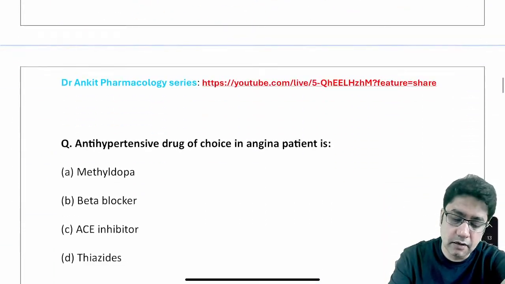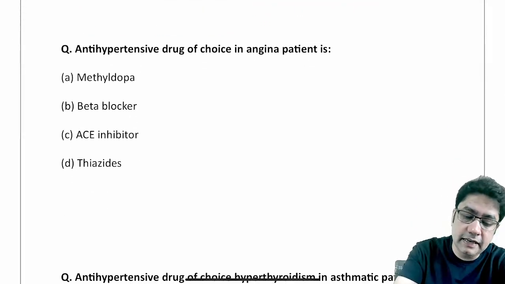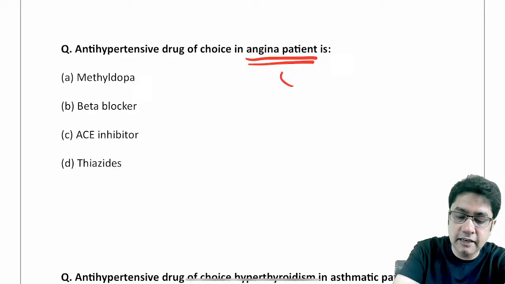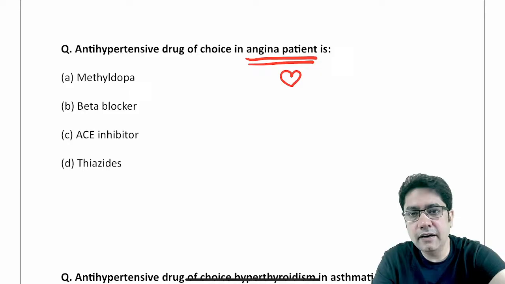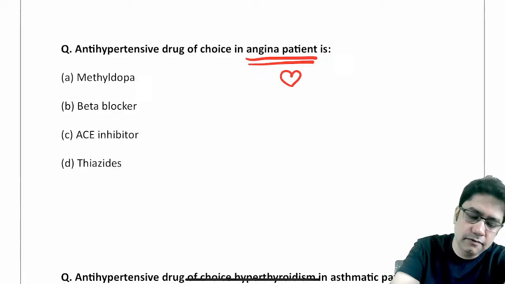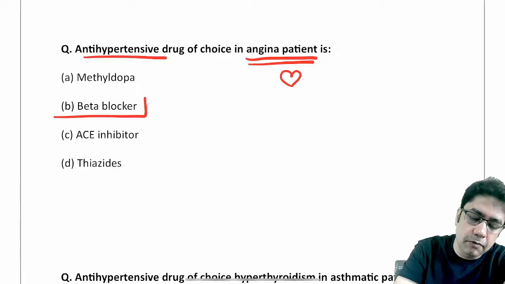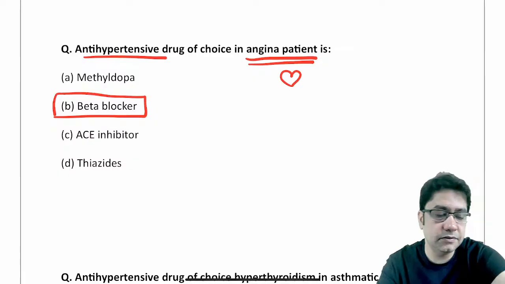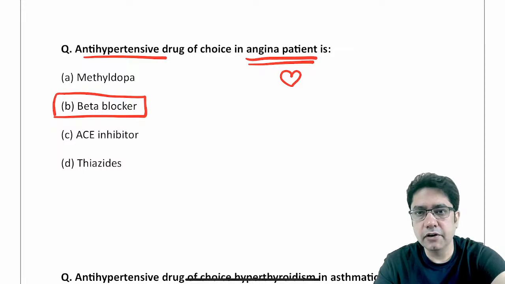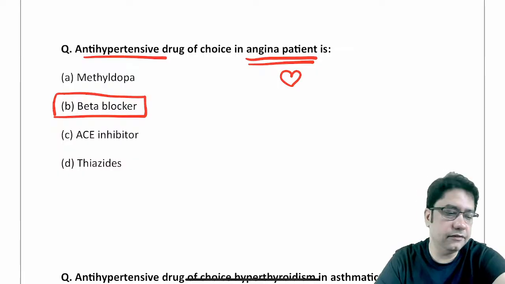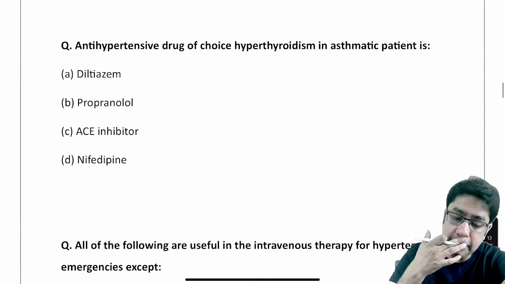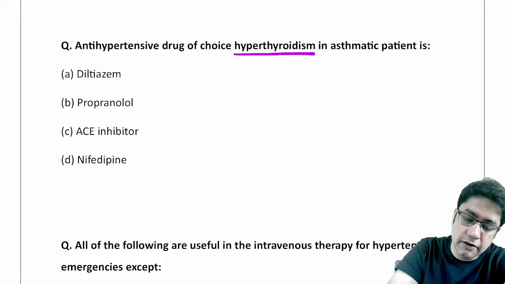Yes. So antihypertensive of choice in angina patient. Now can you tell me angina is a heart disease? And which of the following drugs will also act on the heart and reduce heart rate and decrease oxygen demand in angina patients? So the answer should be beta blockers. I hope you have understood the whole concept. Yes, in hyperthyroidism also, we give beta blocker. Thyroid storm we discussed in endocrine. To protect the heart from arrhythmia, we give it. So antihypertensive of choice in hyperthyroidism should be beta blocker.